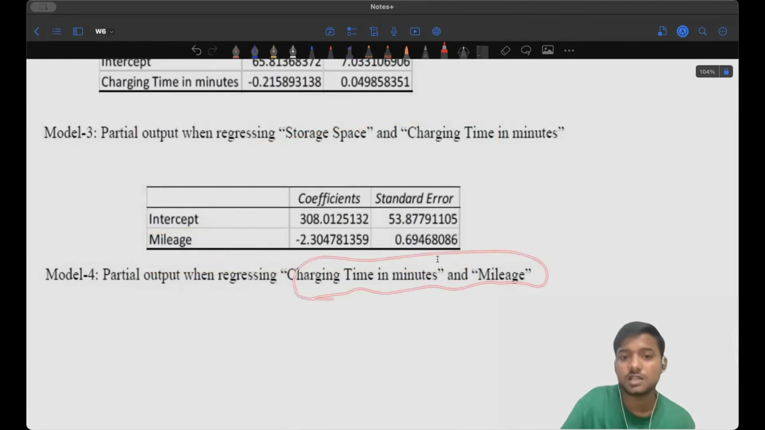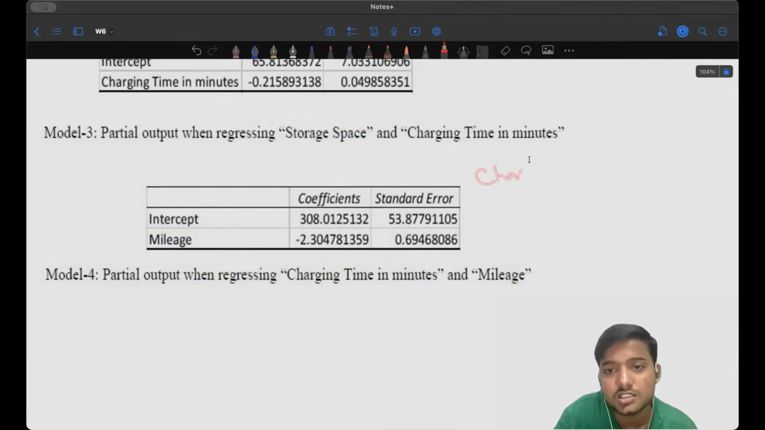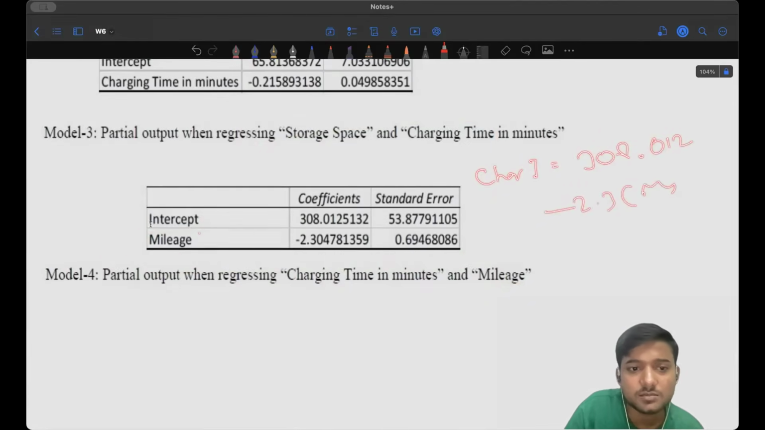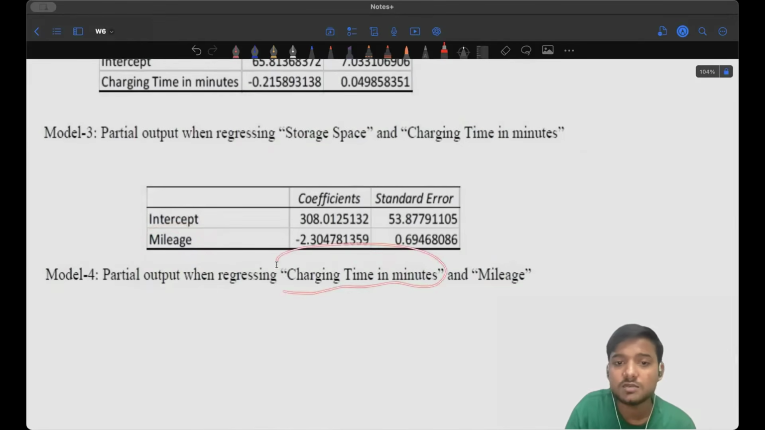Just to give you an example, it would be something like charging time is equal to 308.012 minus 2.3 times mileage. So you see, this mileage is your input variable or explanatory variable, and charging time is the variable you are trying to explain.